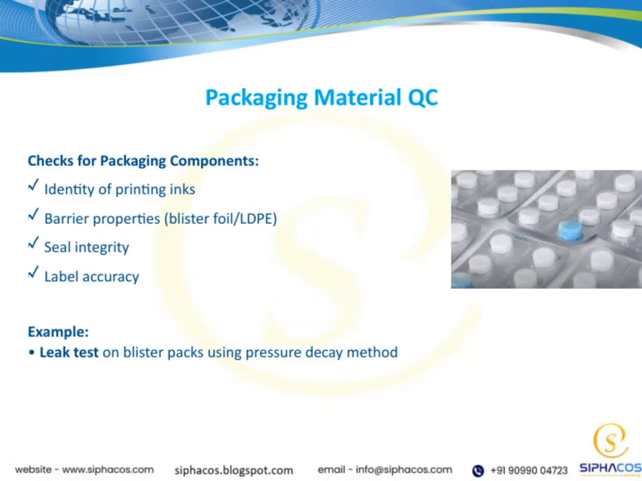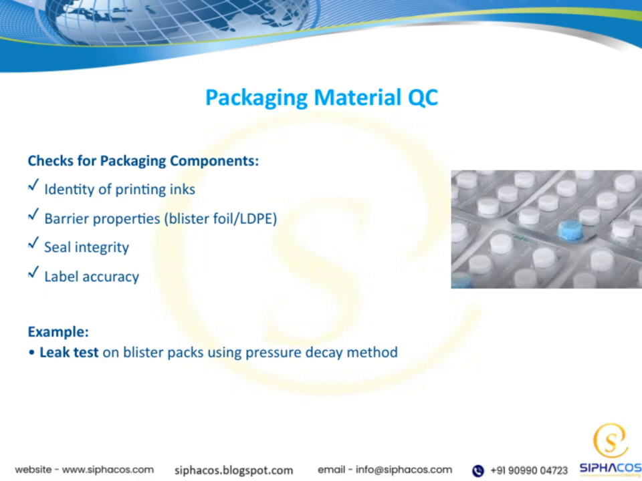Now, let's take a closer look at packaging material QC. When we talk about checks for packaging components, there are several key aspects to focus on. First, we need to verify the identity of printing inks. Ensuring the correct inks are used is crucial for both branding and safety reasons. Next, we assess barrier properties, such as those in blister foil and LDPE. This helps us confirm that the packaging can effectively protect the product from moisture, oxygen, or other external factors.